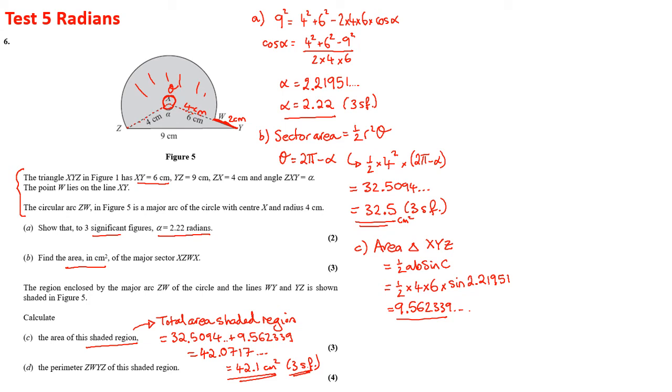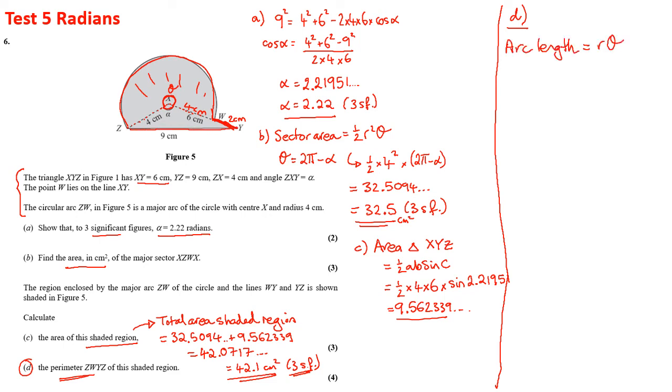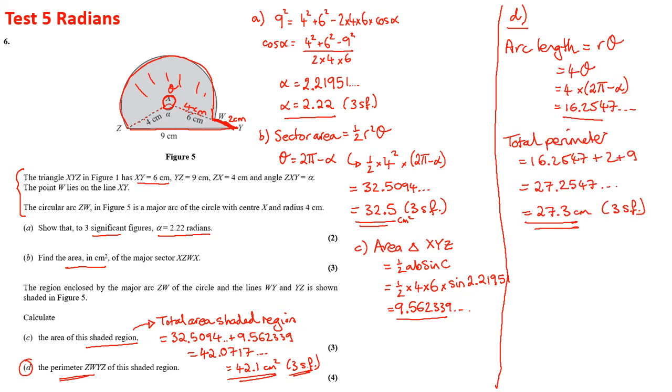Okay, part D, we want the perimeter of the shaded region. So we're going to want the arc length around here, this major arc. We're going to have to use our angle theta, plus this 2, plus XY, the 9. So first of all, the arc length is r theta, so it's 4 times theta. We find our arc length and then add on the 2 and the 9. And we get our answer.